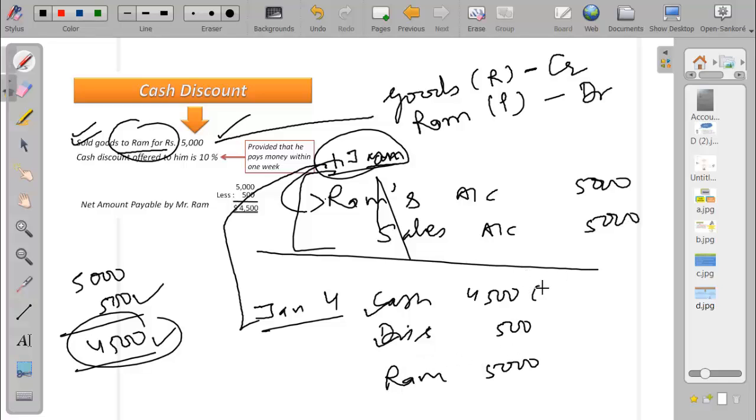Now tell me, cash is which account? Real. And discount is nominal, because it is a loss, obviously it is nominal. And Ram is personal. Agree? Now cash account will be debited. Why? Because we are receiving money from Ram. Real account says debit what comes in. Cash is coming. As per real account we debit whatever we get in the business. Now tell me, is this discount profit or loss to the business?